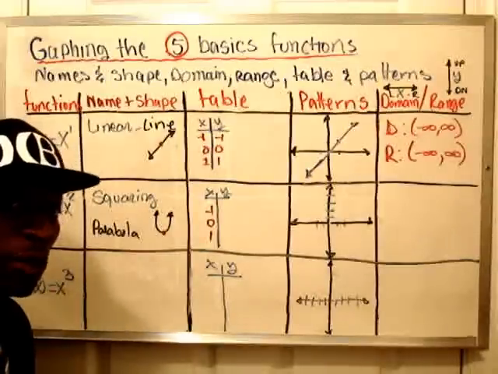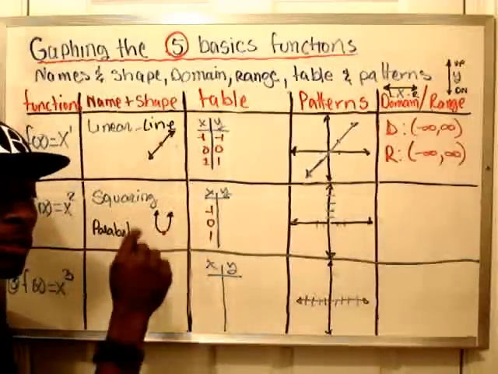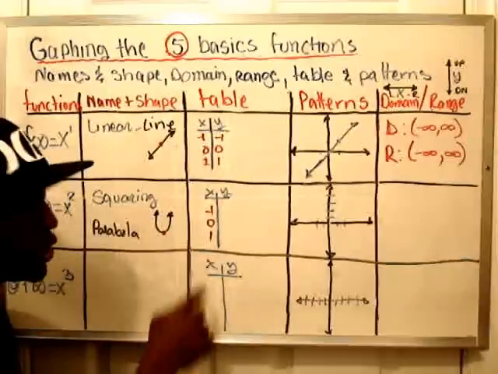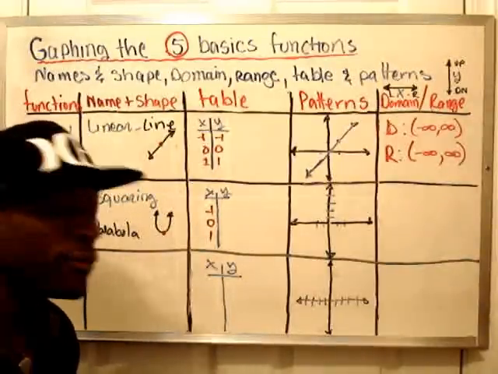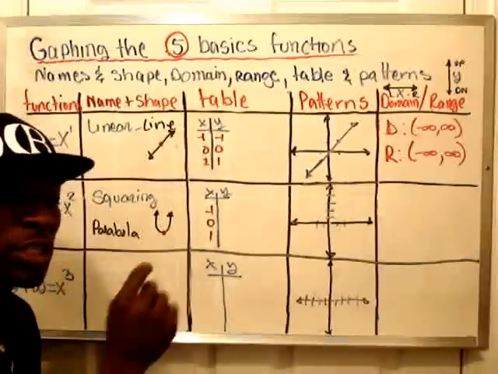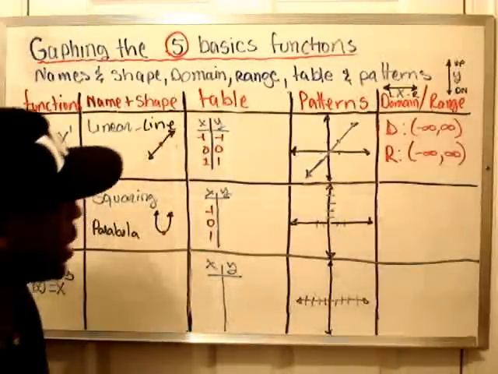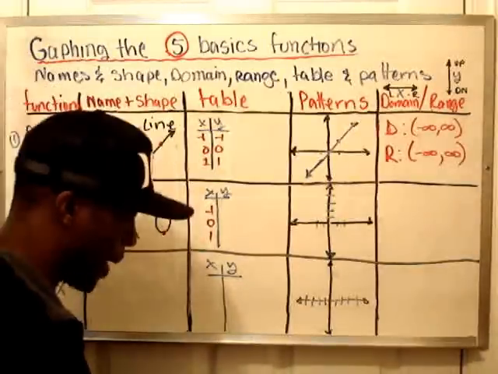Now, if you like, you can always pick an additional value going to the left and an additional value going to the right. If you're not sure how the graph is supposed to look, you can always pick additional values. So we're going to go ahead and do this with 3 points. Okay, you will see.